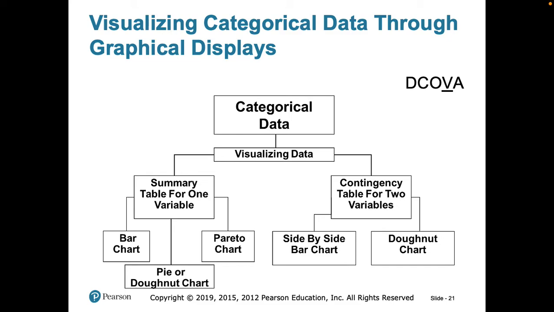So for one variable, you have your summary table, and then you can use a bar chart, you can use a Pareto chart, or you can use a pie or donut chart to visualize this data. If you have two or more variables, then you want to use a contingency table, and in those cases, you want to do a side-by-side bar chart, or you want to use a donut chart.